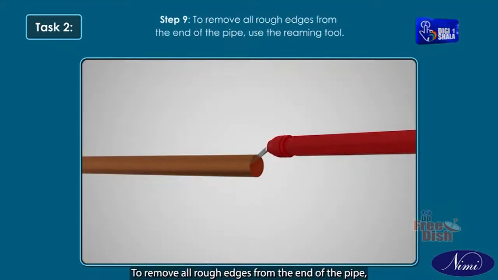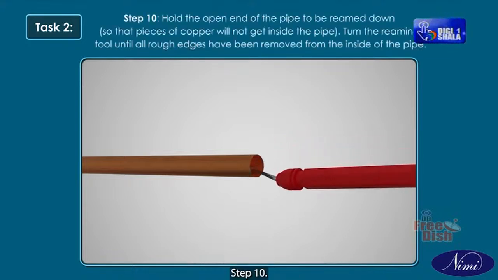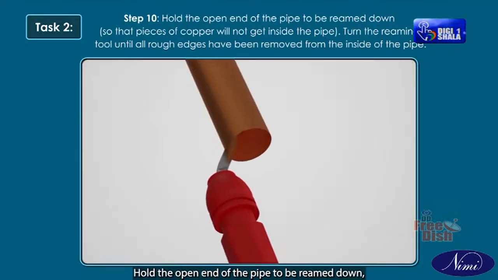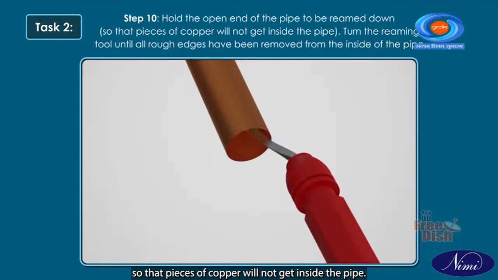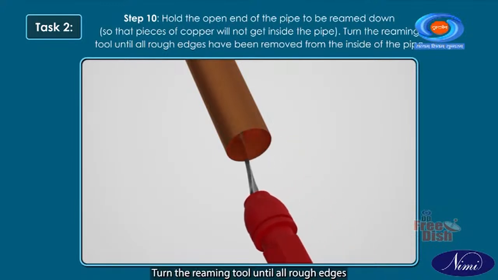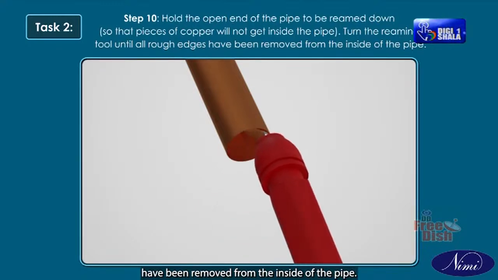Step 9. To remove all rough edges from the end of the pipe, use the reaming tool. Step 10. Hold the open end of the pipe to be reamed down so that pieces of copper will not get inside the pipe. Turn the reaming tool until all rough edges have been removed from the inside of the pipe.